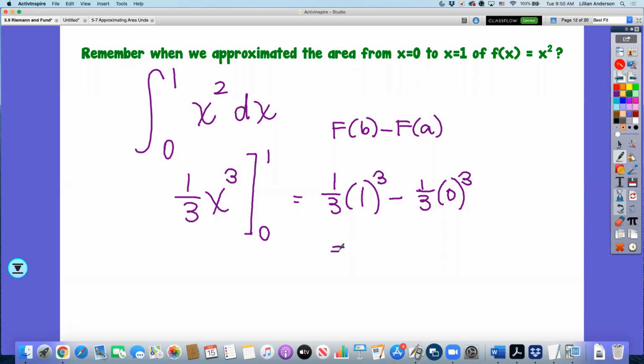The first term just becomes 1/3. The second term becomes 0. The area is 1/3. We found that by doing 10,000 rectangles originally. And even still, that was after we rounded. That is the exact area from 0 to 1 of x squared.